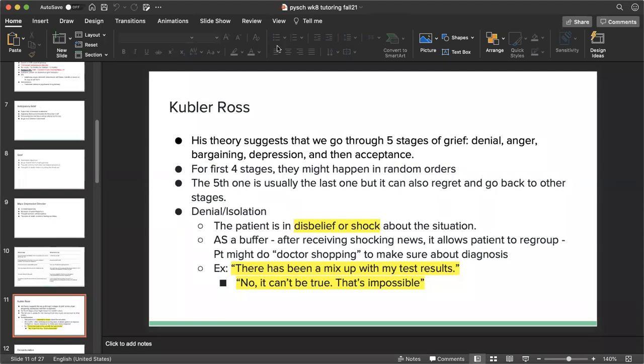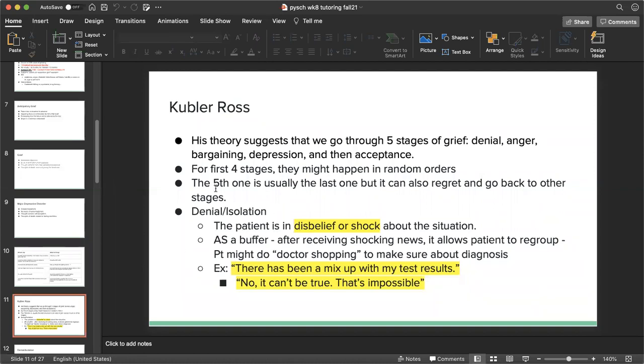And then Kubler-Ross's theory suggests that we go through five stages of grief: denial, anger, bargaining, depression, and then acceptance. The first four stages might happen in random orders. It doesn't always happen as denial, anger, bargaining, and depression. You can have bargaining first and then anger, denial, and depression. It really can go either way. And then the fifth one is usually the last one, but it can also go to regret and then back to another stage. It just depends.